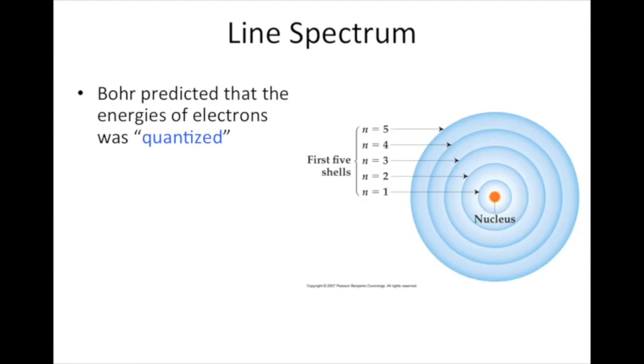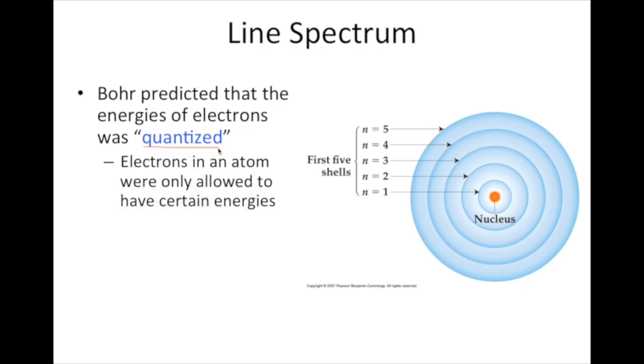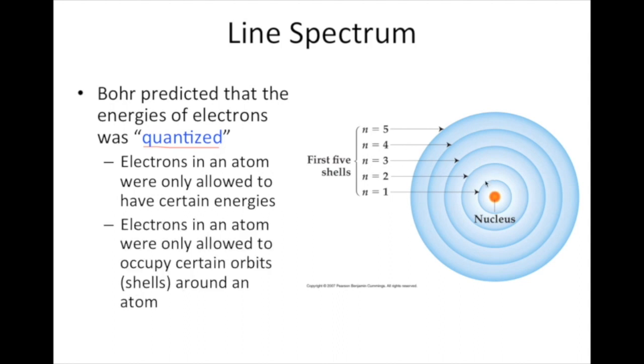Before we start, remember that the Bohr model predicted that the energy of electrons was quantized. That means that electrons are only allowed to have certain distinct energies around the nucleus. So therefore, electrons are only allowed to occupy certain orbits or shells around an atom. The electrons cannot exist in between these shells.